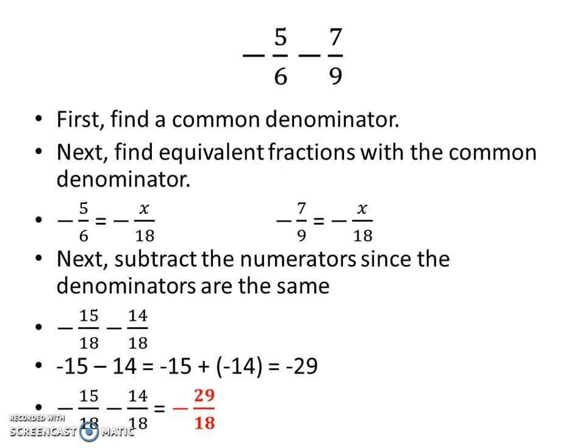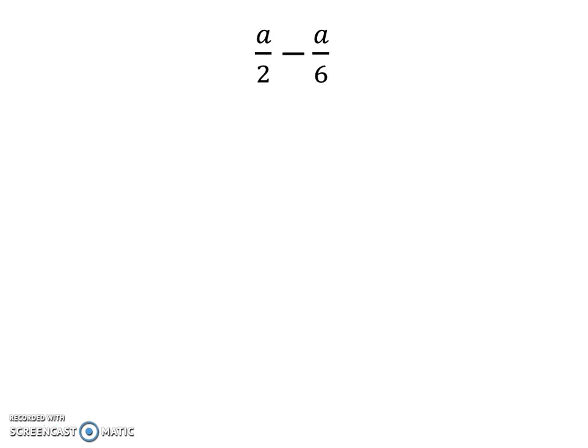I could think about this as negative 15 plus negative 14, which will give me a negative 29. Then I need to put my numerator, negative 29, over my common denominator of 18. Then I think, well, can I simplify this anymore? So I think, do they have any common factors? Well, no. 29 is prime, so I know it won't have any factors in common with 18. So negative 5/6 minus 7/9 is negative 29 over 18.